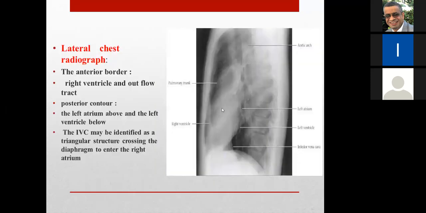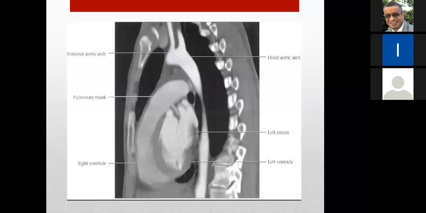On lateral chest x-ray, the anterior border is formed by the right ventricle, the most anterior chamber, and the pulmonary outflow tract, while posteriorly, we have the left atrium, and the left ventricle, and the IVC, which will cross the diaphragm to enter the right atrium. This is a sagittal CT image showing the right ventricle with the pulmonary trunk, and this is the left atrium and the left ventricle.